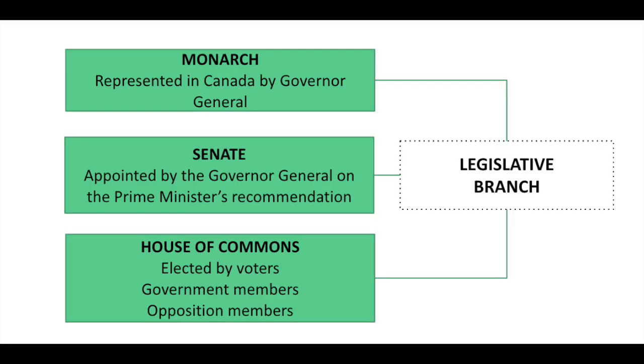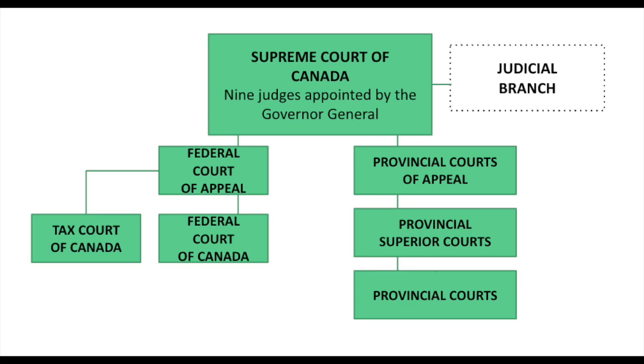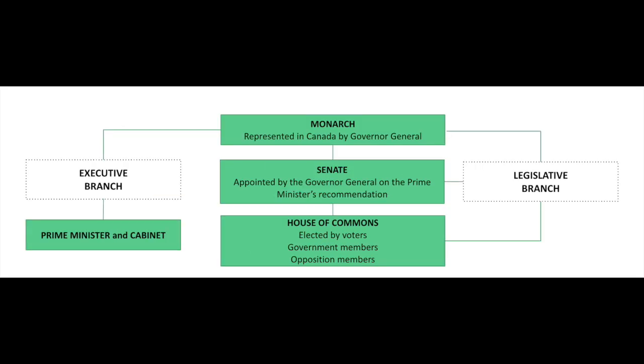Next up is our legislative branch. They debate and make laws. It's made up of the House of Commons, so elected members of Parliament, MPs, and the Senate, appointed senators. The judicial branch interprets and applies laws. It includes Canada's court system and the Supreme Court. Canada is a constitutional monarchy, meaning the monarch, which is currently King Charles III, is our head of state, represented by the Governor General. But our government is run by elected officials.